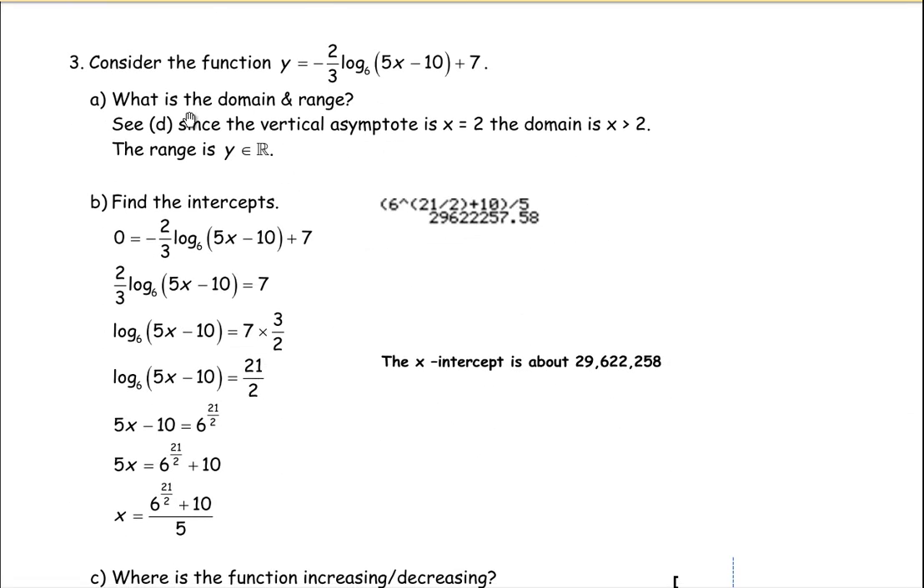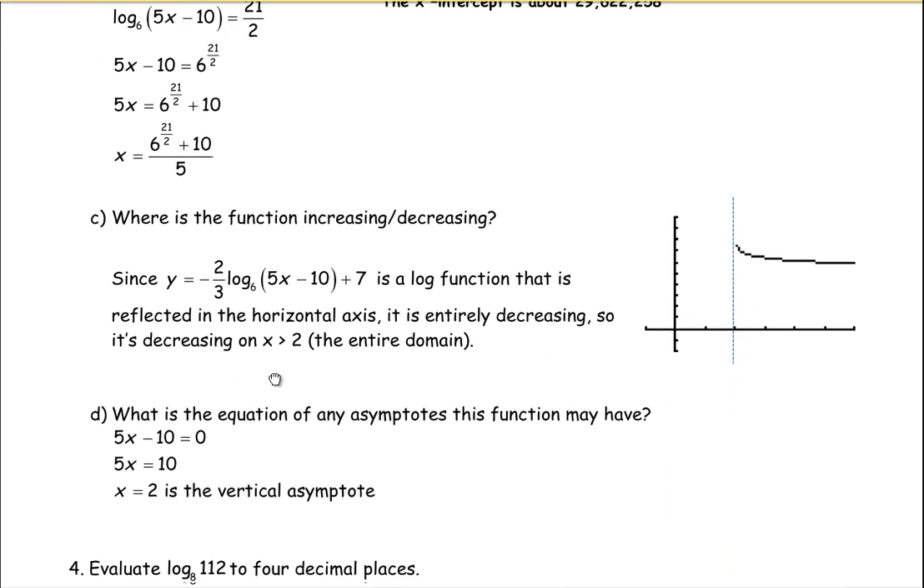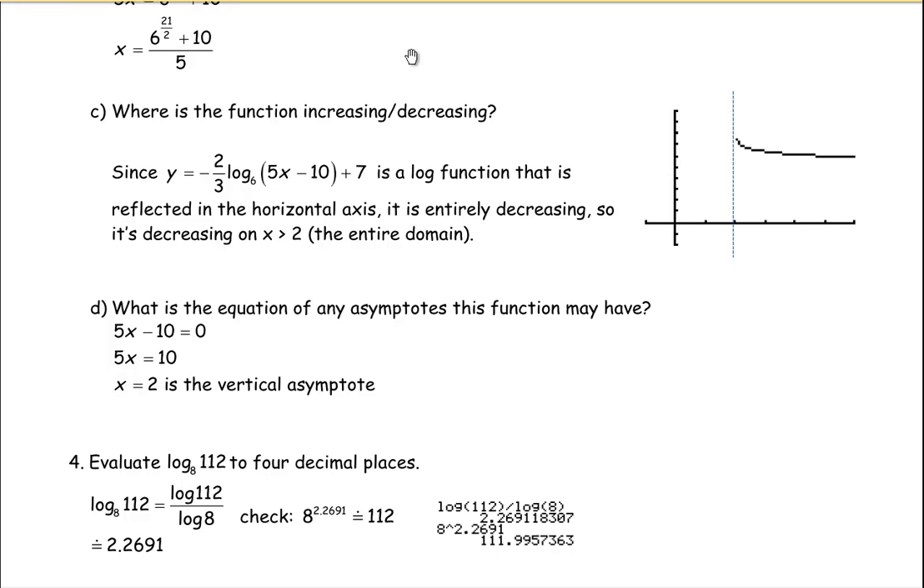For question number 3, you're asked to consider this function and find several things. Domain and range, first of all. Now, it's a logarithmic function, and the vertical asymptote, actually, it says CD here. So let's find the vertical asymptote of that first. To find the vertical asymptote, you would take this 5x minus 10 and set it equal to 0 and solve for x. That gives you where the vertical asymptote is.